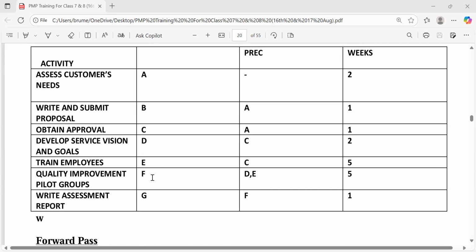So you move on now. Take a look at F. What is the predecessor of F? D and E, right? Which means 2 activities are coming into F. The arrow is coming from 2 places, D and E, into F. And moving on, the duration is 5. And F leads to G. That is to say the predecessor of G is F. So the last activity will be what? G, right? And the duration is 1.